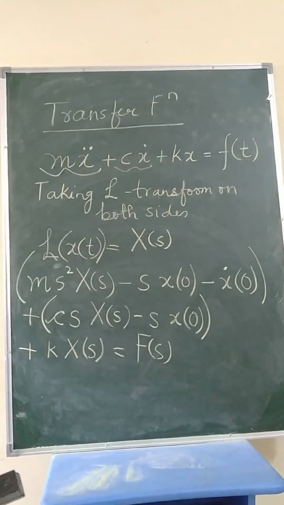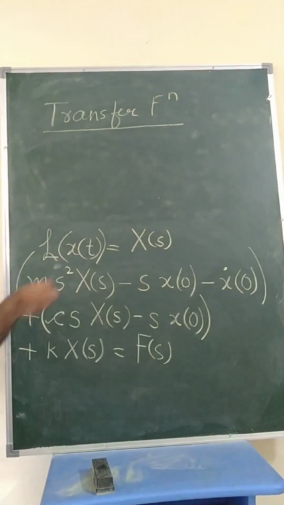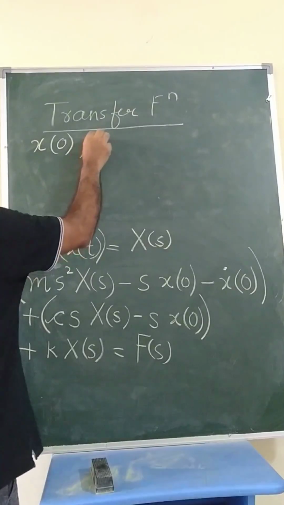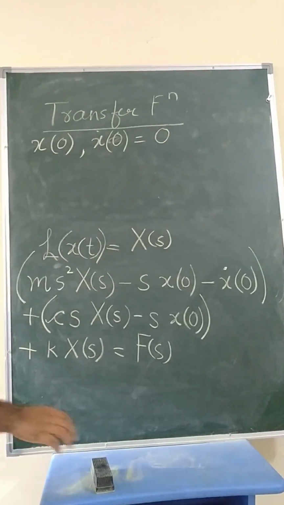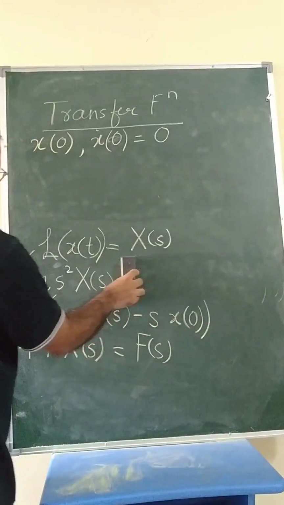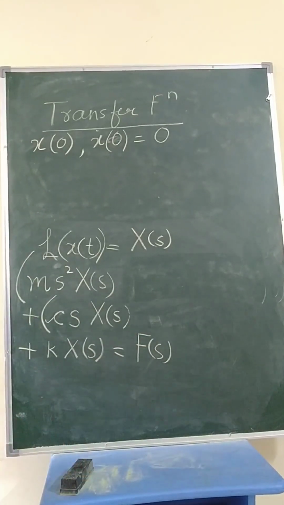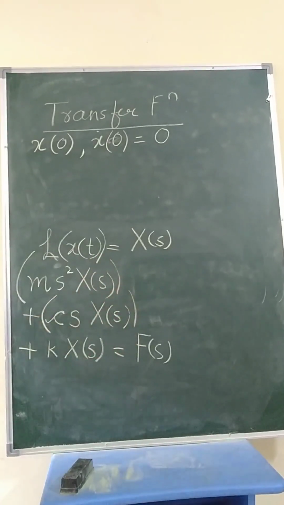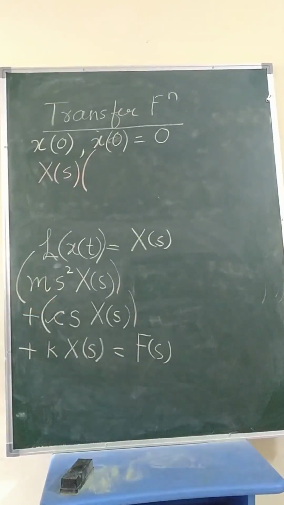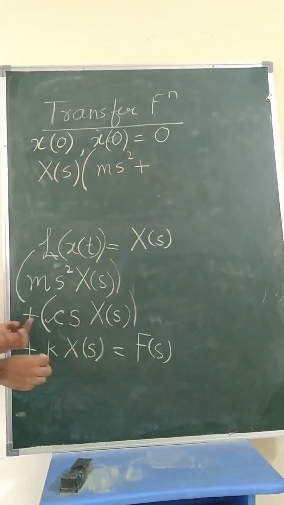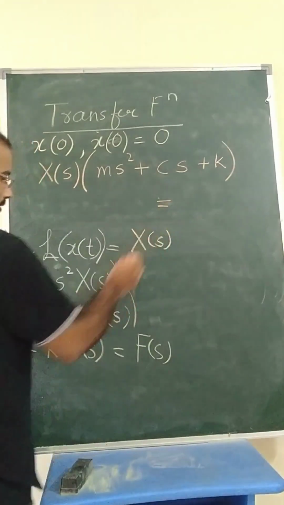Now I will assume that the initial conditions are 0, that the initial displacement and initial velocity are equal to 0. So what will I get? This will disappear, and this will disappear. So what I will be left with is this. I can take capital X as common. Inside I will get m s squared plus c s plus k. This is equal to what? F(s).